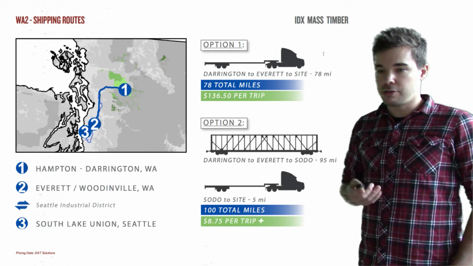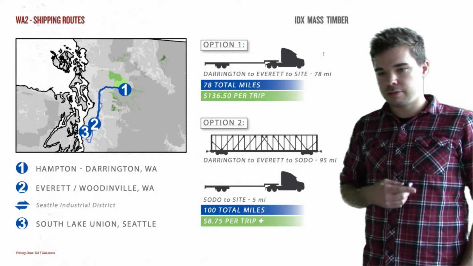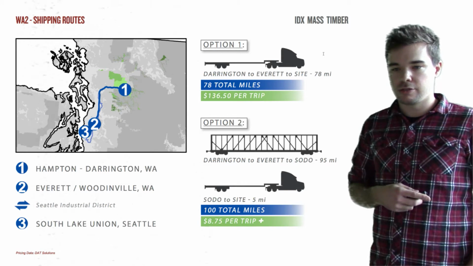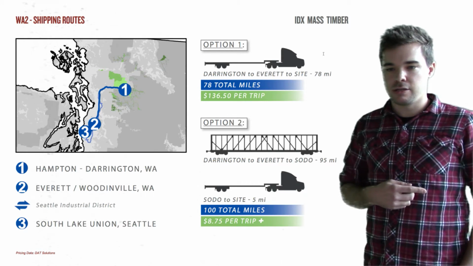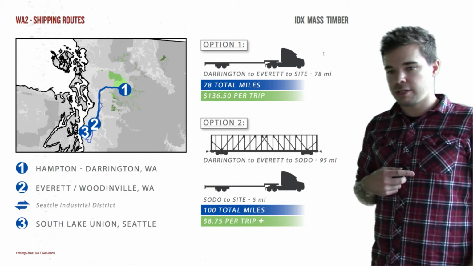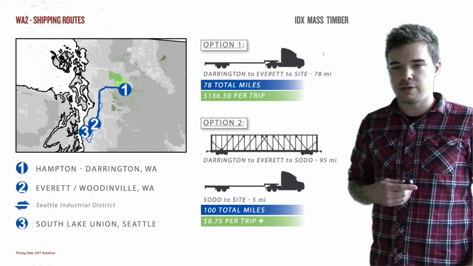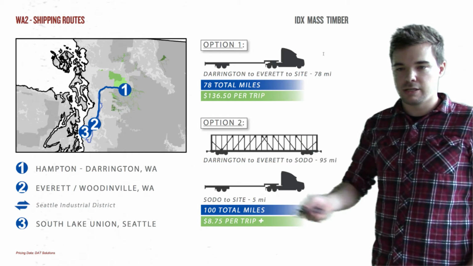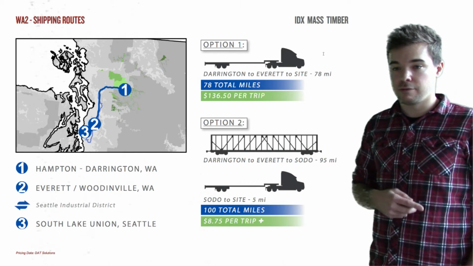Look a little closer here. If we took a truck the whole way, it would just be 78 total miles, and then we have the option for rail and then truck, which would transfer in the industrial district of Seattle, which I showed you earlier. In this case, we will probably take the rail just because we don't have to transfer it anywhere from the source. We can send it down to Seattle straight from the mill, which is really convenient.